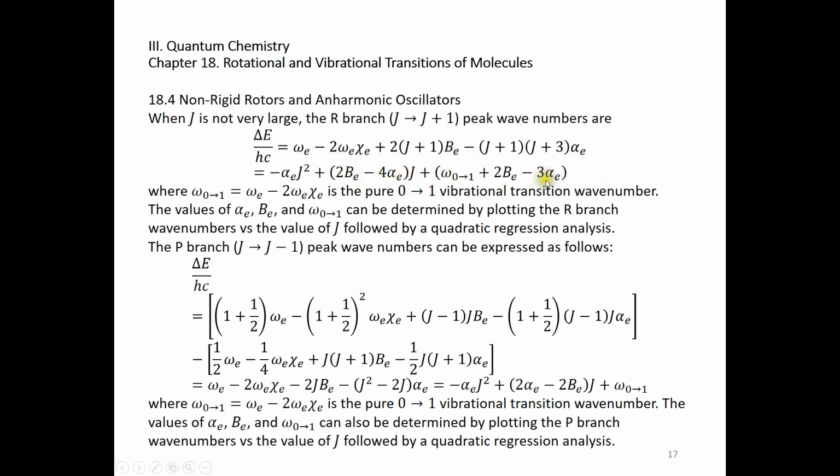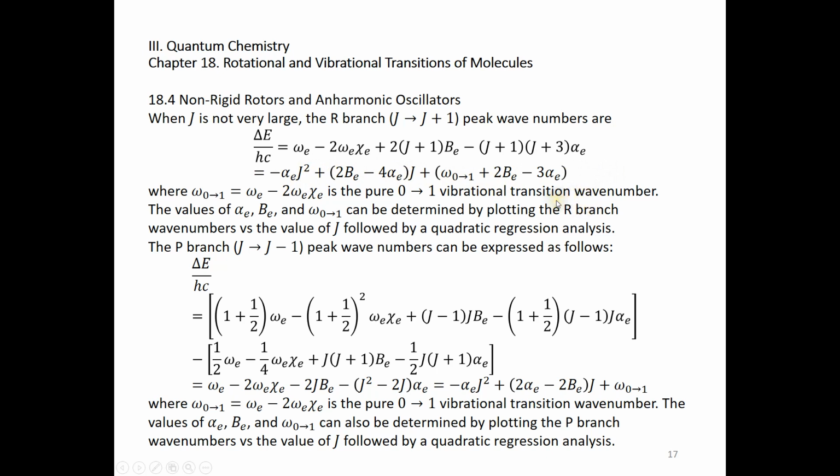And then we have the zeroth order term here. The first one is the wave number for the pure vibrational transition, and Be is just the rotational constant. Alpha e is the coupling between vibration and rotation. And now we can determine, using a quadratic equation fit, the coefficients in front of J squared, in front of J, and then this term as well.